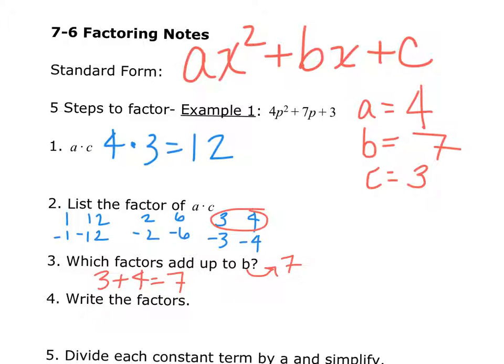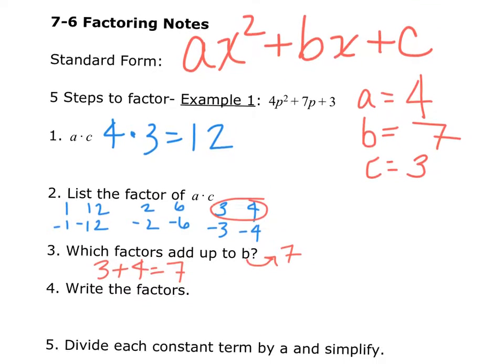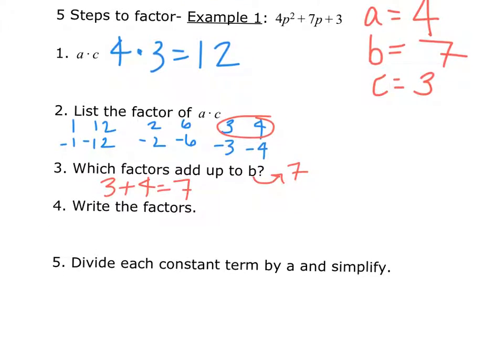So, step 4, you ready? Step 4, we're going to start out by writing the factors using those two numbers we just found. You ready? All right, so I've got x plus 3 times x plus 4. But those couldn't possibly be the factors.